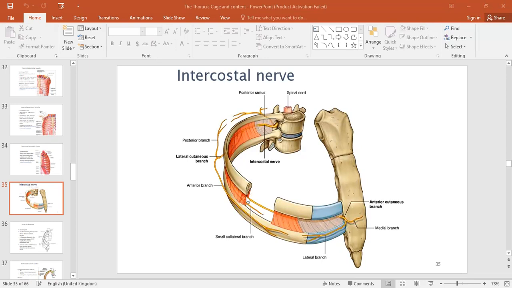Then what is running underneath the ribs is the motor branch, controlling all the muscles there: the external intercostal muscle, internal intercostal muscle, and innermost intercostal muscles. So that is all. What I forgot to mention is that the lateral cutaneous branch will have its anterior branch and a posterior branch. Similarly, the anterior cutaneous branch will give us a medial branch and a lateral branch.